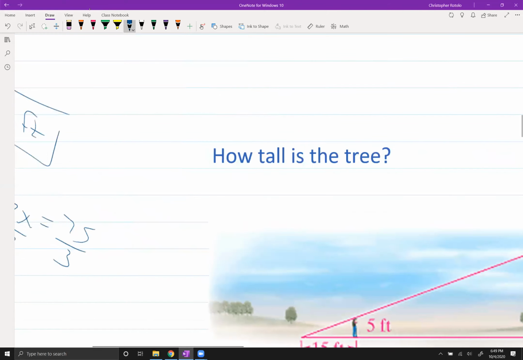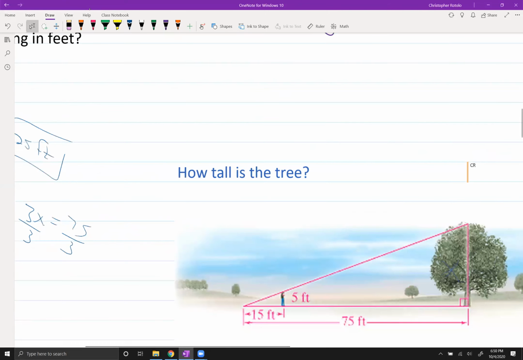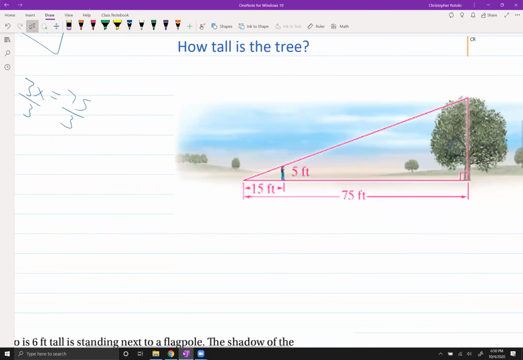All right, how tall is a tree? In the last one, we had the lady standing there, and it was its own triangle. Here they used it within the triangle, but they didn't try and trick us. They told us the entire length of the shadow.